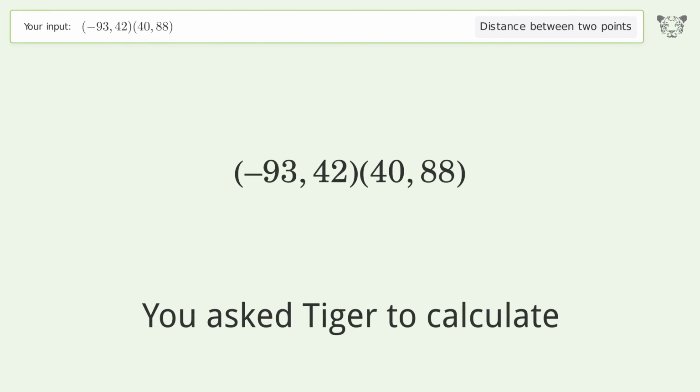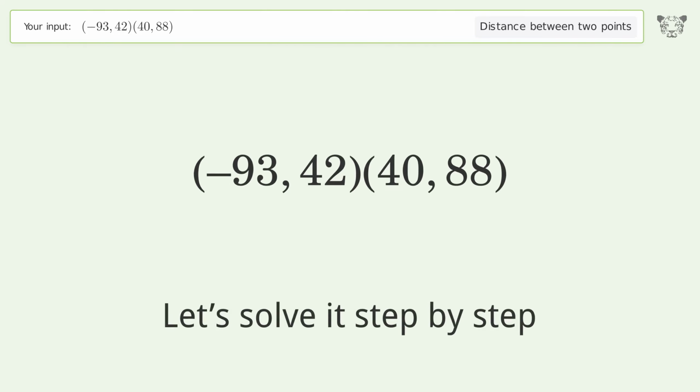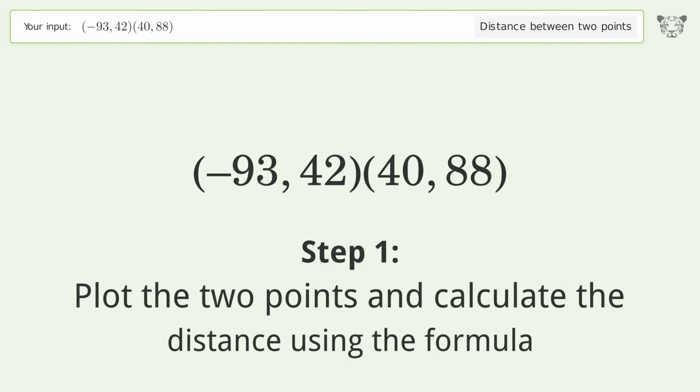You ask Tiger to calculate. This deals with the distance between 2 points. The distance between the 2 points is the square root of 19,805, or 140.73. Let's solve it step by step. Plot the 2 points and calculate the distance using the formula.